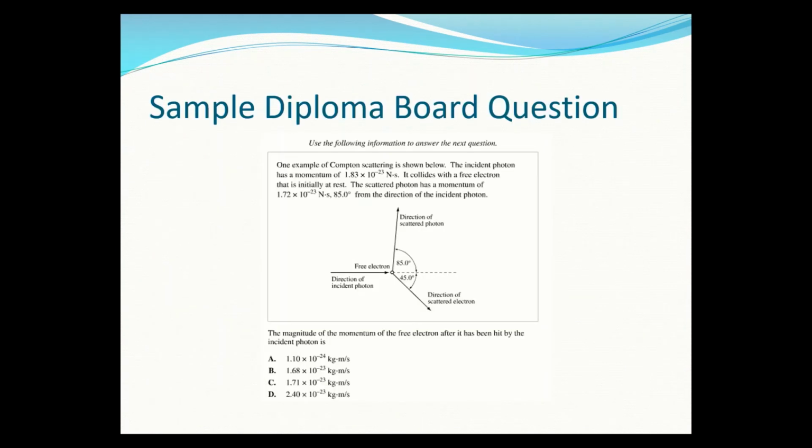Hey guys, so I'm going to go through these sample diploma questions. Make sure you try them on your own before you watch me do them. Okay, so one example of Compton scattering. So it shows you a 2D Compton scattering, and it gives you the photon momentum to start, and then the scattered photon momentum. Cool. And it gives you the direction of both, so we want to find the magnitude of the momentum of the free electron after it is hit by the incident photon. Cool, so let's do that.